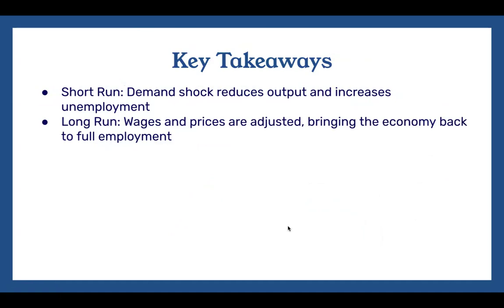So some ultimate key takeaways for the supply curves would be: in the short run, a demand shock reduces output and increases unemployment. But to adjust for that in the long run, wages and prices are adjusted, bringing the economy back to full employment.